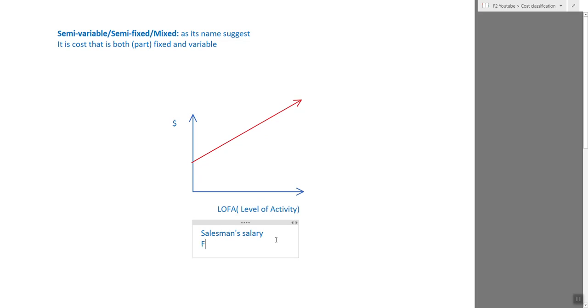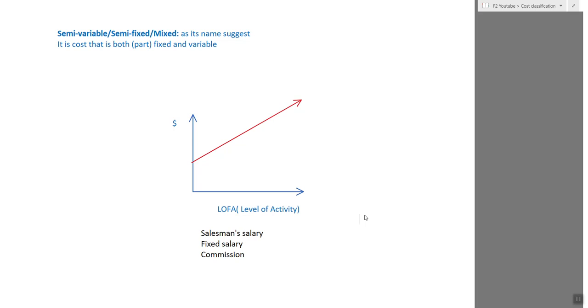One is the fixed salary that he receives, that would be fixed, and another is commission. Usually in organizations, if you are working as a salesman, you receive a commission. That commission part is going to be variable. Because of the variable cost, we should not increase our activity unnecessarily. Because of the fixed cost, we should increase our activity so that the cost per unit decreases.